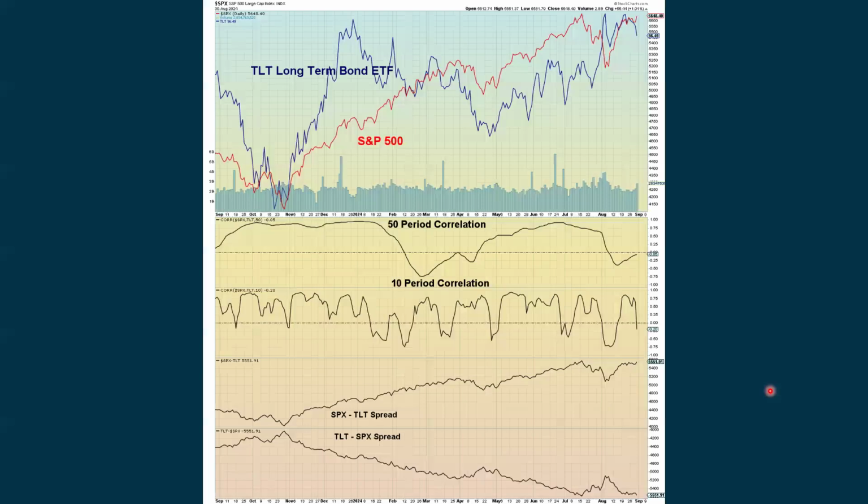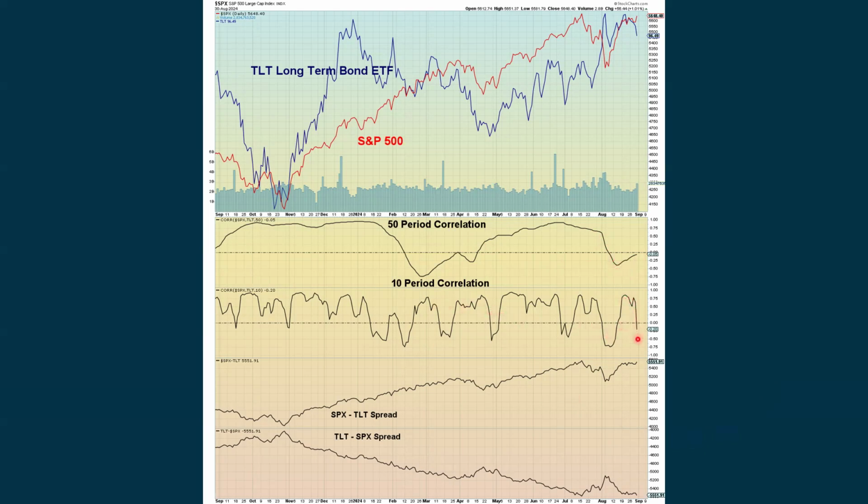We want to keep an eye on bonds where we have the long-term bond ETF. That's the 30-year bond. It's actually 20 to 30 years that are in that ETF, and compare it with the S&P. We look at the longer-term correlation, the relationship between the long-term bonds based on price and the S&P based on price. And this had been really dropping off, but it's starting to show some improvement, but it's still not a really strong relationship.